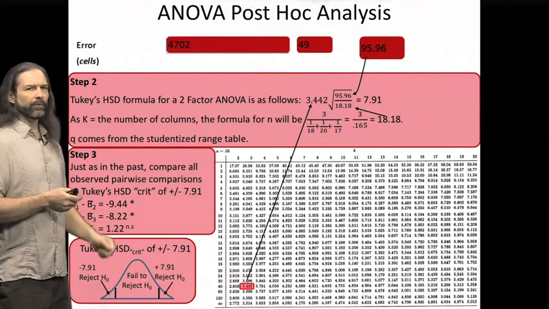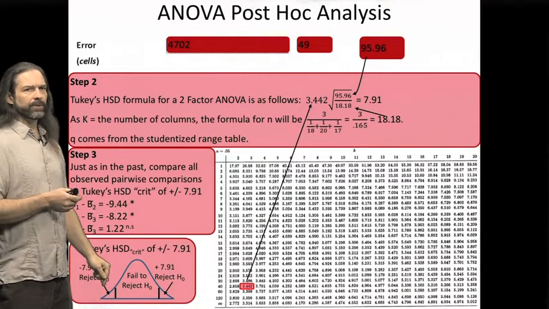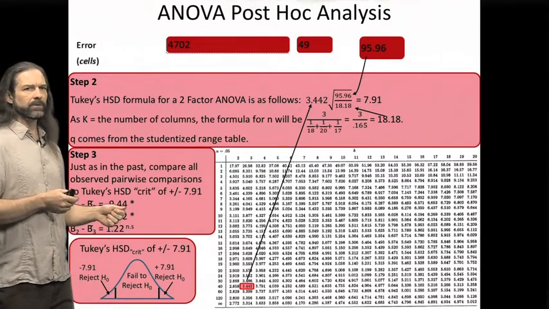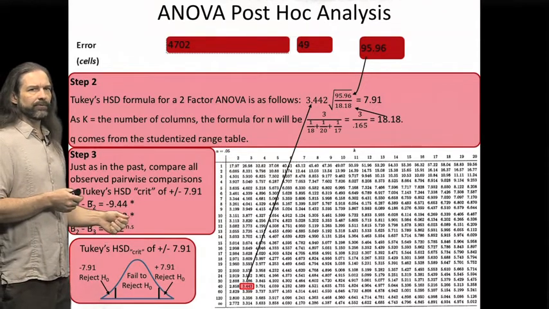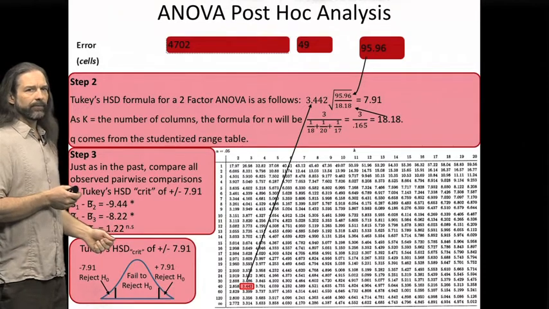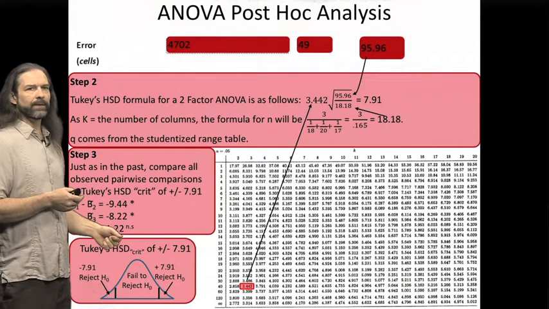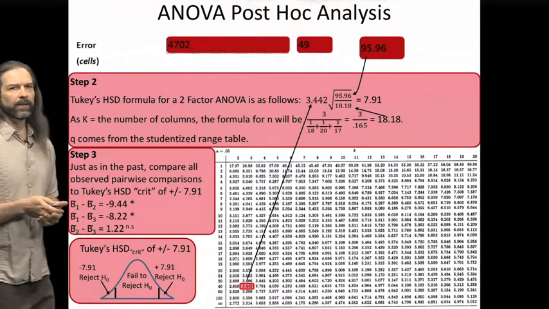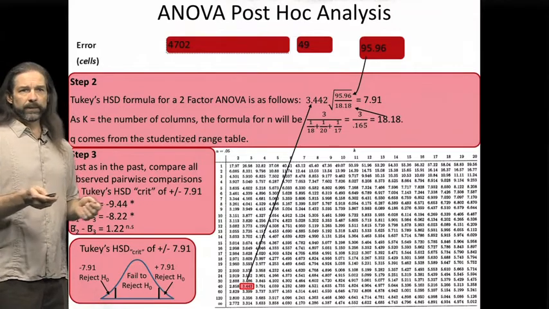Negative 9.44 is going to fall down here in this negative tail. It is in the reject region, so that means those means are significantly different. Likewise, 8.22 falls in the tail, negative 8.22, so that is significantly different. However, 1.22 falls in the fail to reject region, so I'm going to indicate that's not significant with the superscript n.s. So now we need to interpret these.